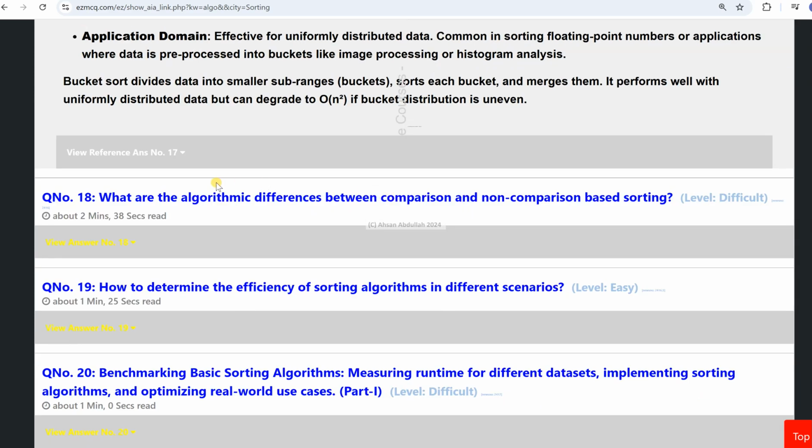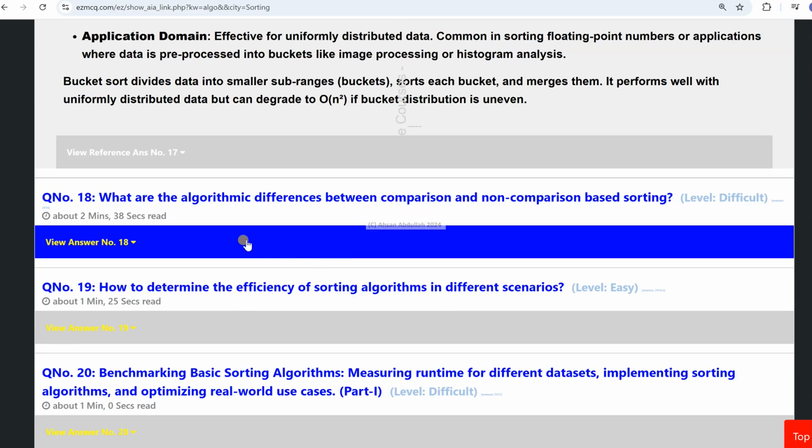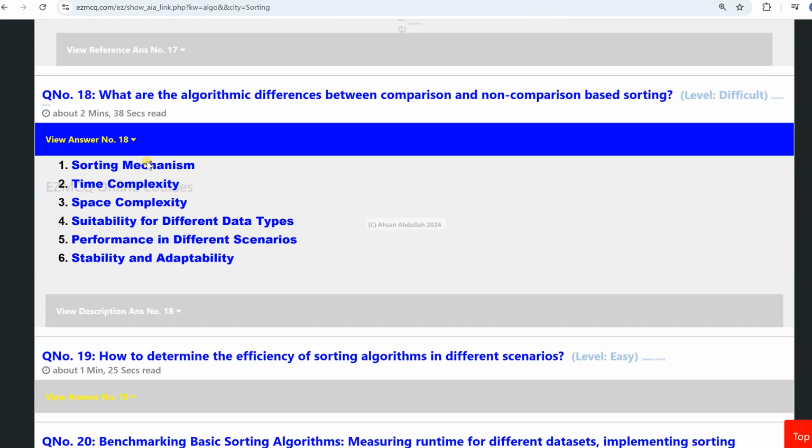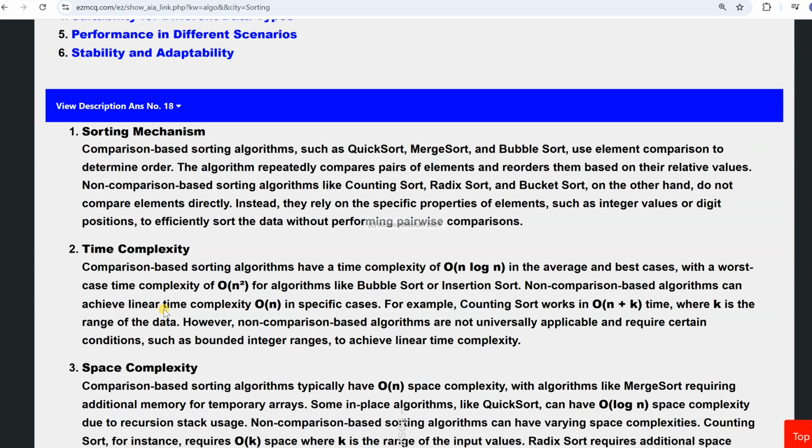Okay. So what are the algorithmic differences between comparison and non-comparison based sorting? First, it is the sorting mechanism itself. There is obviously no comparison in non-comparison based sorting, for example in bucket sort and radix sort. Then there is the time complexity: the best case time complexity of comparison based sorting does not match that of non-comparison based sorting. Space complexity can be an issue. Then suitability for different data types: non-comparison based sorting is difficult to use for entities which cannot be compared. And then there is the performance in different scenarios, and then the stability and adaptability.